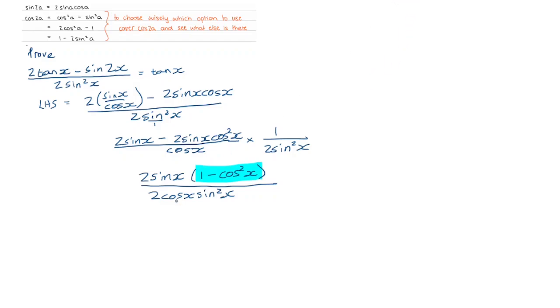My brain is buzzing when I start seeing squareds, because I'm thinking this could just be an identity. So 1 minus cos squared changes to sine squared. So this, which becomes sine squared, it's going to cancel with the sine squared at the bottom. The 2 is going to cancel with the 2, and I'm just left with sine over cos, which is tan x. And by doing that, I've proved the identity.